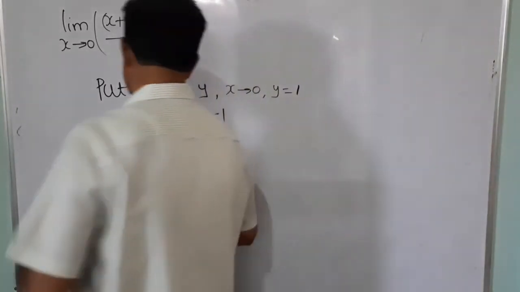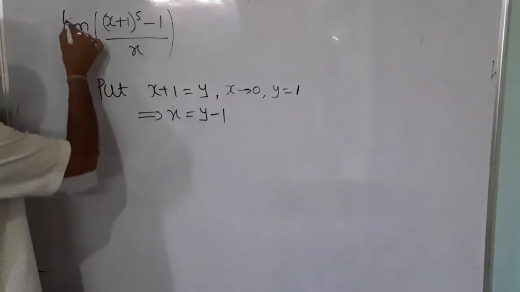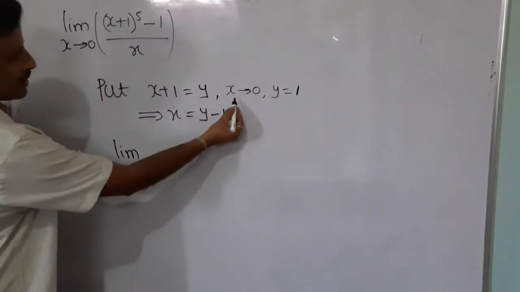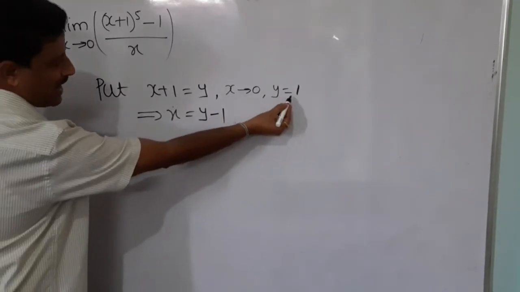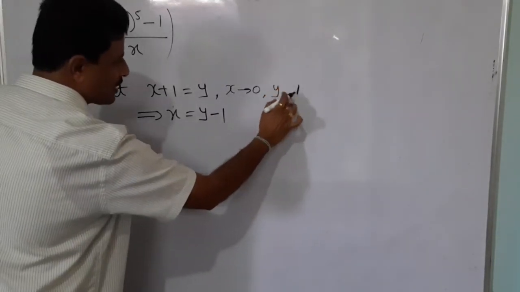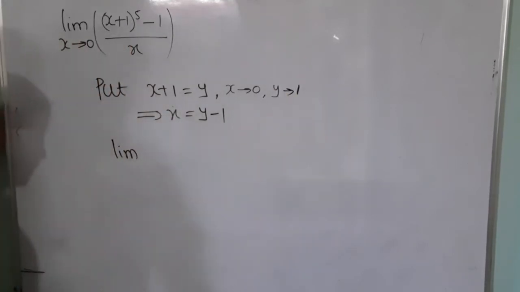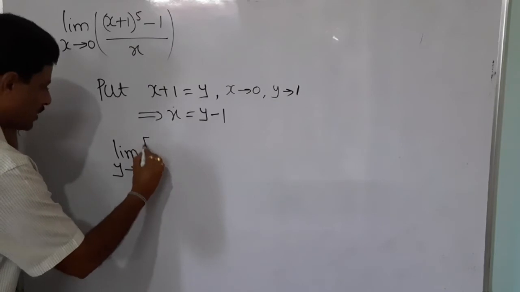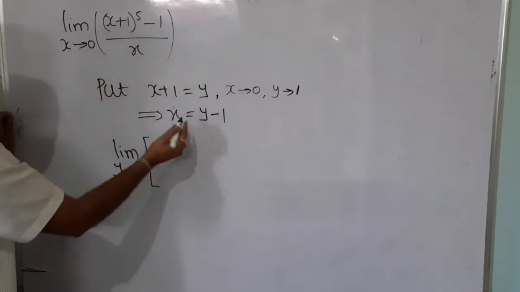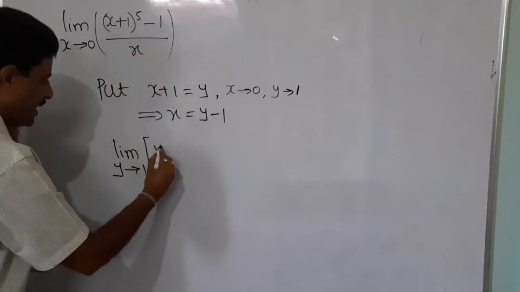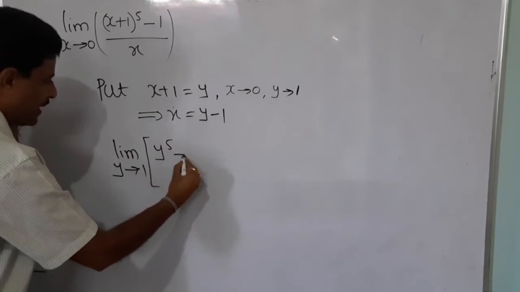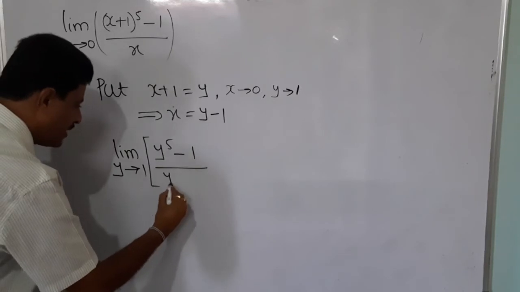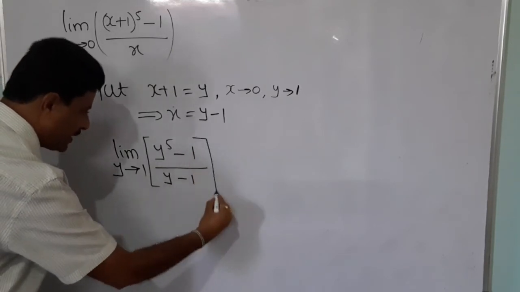Next step, substitute here. So the limit, I will write: x tends to 0 becomes y tends to 1. Next, x plus 1 is y, so y to the power of 5 minus 1, divided by x, which is y minus 1.